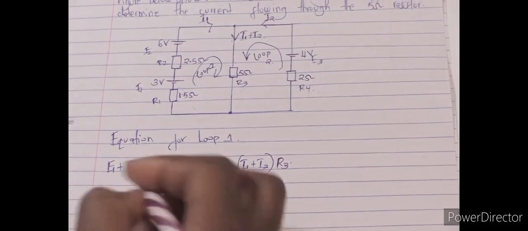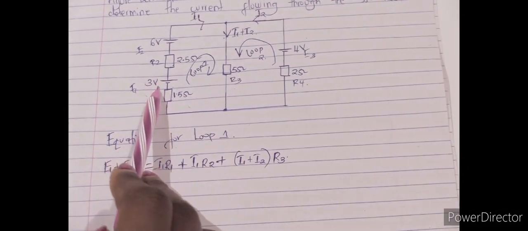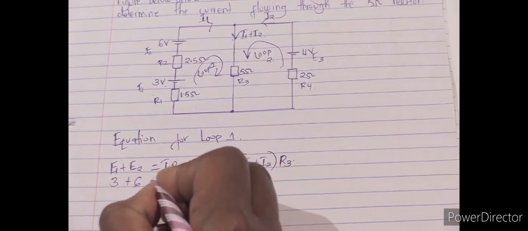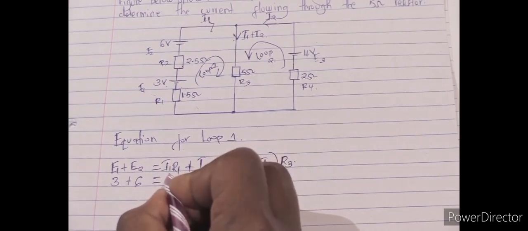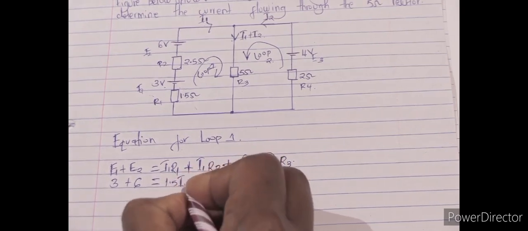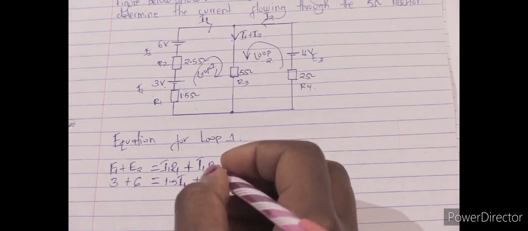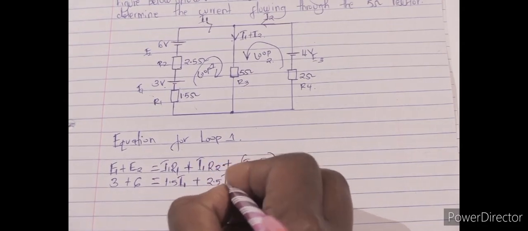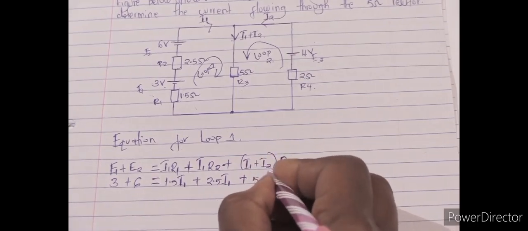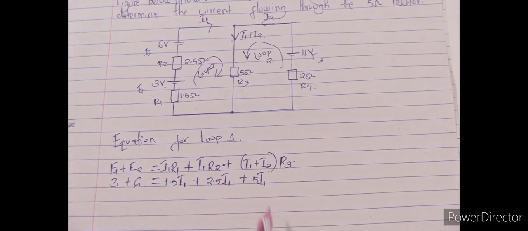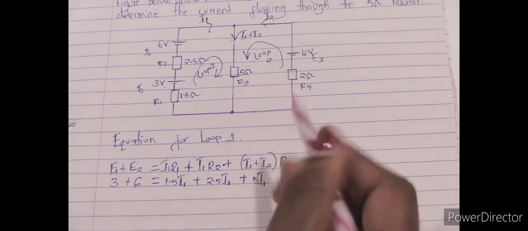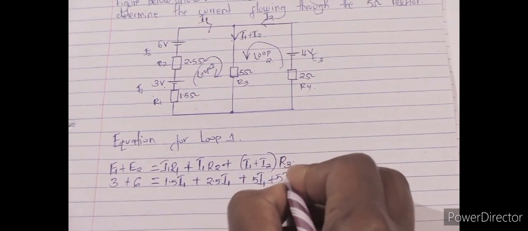So we substitute in our values. E1 is 3, E2 is 6. So we have 3 plus 6 is equal to 1.5 I1 plus 2.5 I1 plus 5 into the bracket I1 plus I2. The value for R3 is 5. So 5 I1 plus 5 I2.